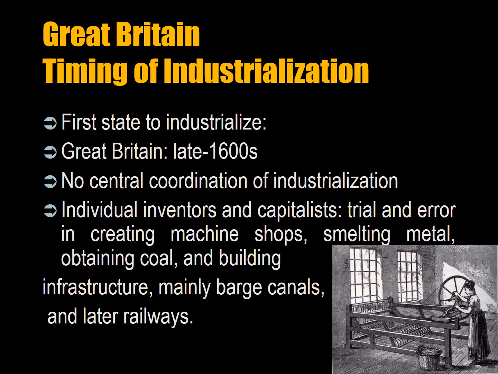So Great Britain was the first state to industrialize. Actually, as early as the late 1600s. There was almost no central coordination of industrialization. You had individual investors and inventors and capitalists who proceeded through a process of trial and error in creating machine shops, smelting metal, obtaining coal, and building infrastructure, mainly barge canals and later railways.